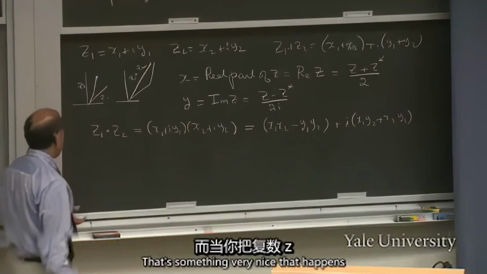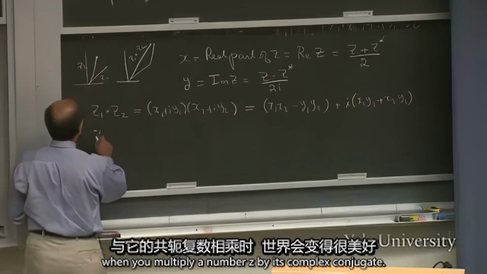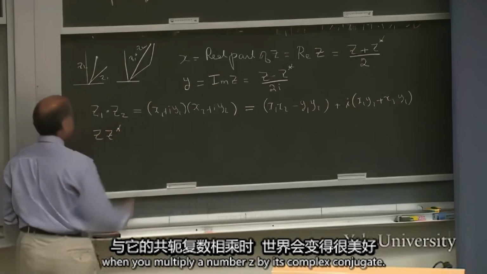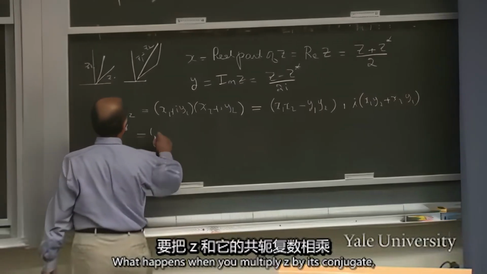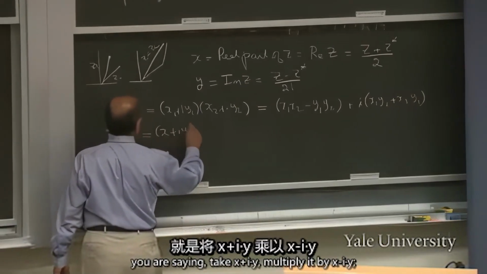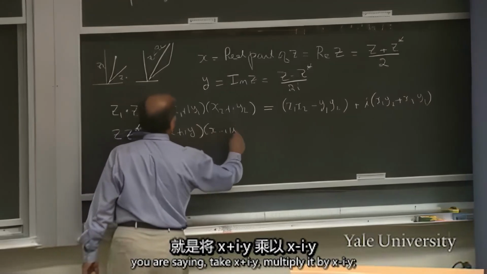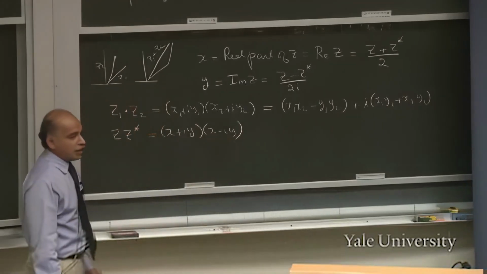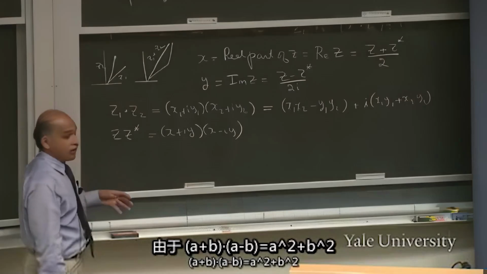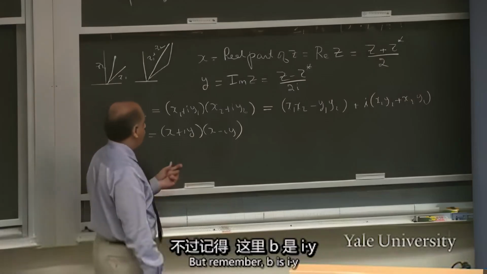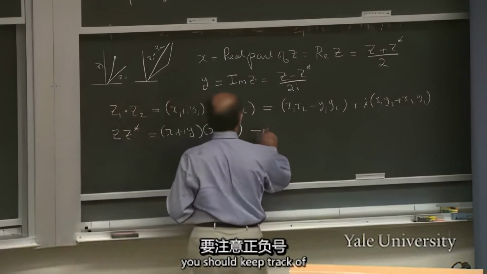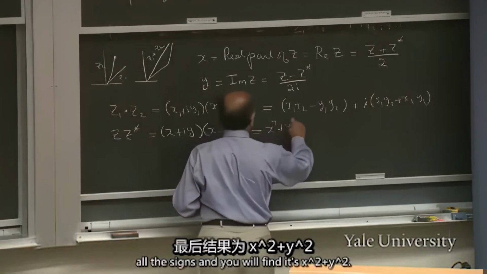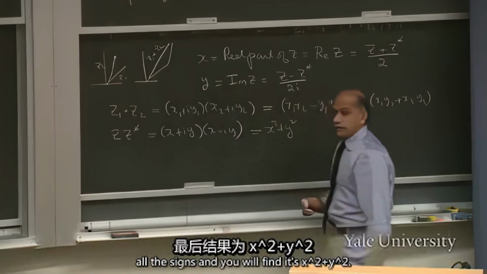There's something very nice that happens when you multiply a number z by its complex conjugate. What happens when you multiply z by its conjugate? You are saying take x plus iy and multiply by x minus iy. Now a plus b times a minus b is a squared minus b squared. But remember, b is iy. So when you take the square of that, you should keep track of all the signs, and you will find it's x squared plus y squared.